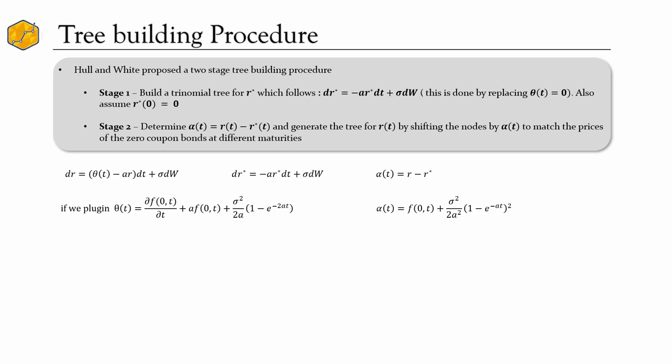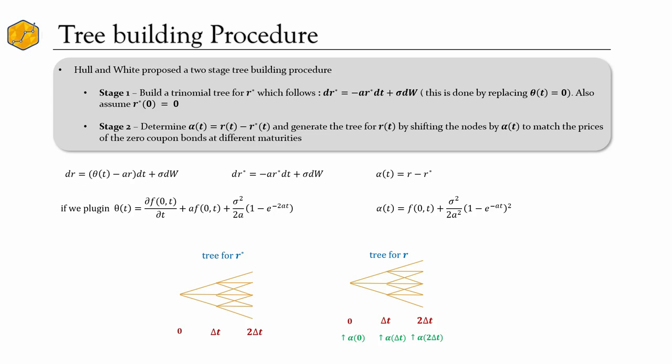To give you a visual understanding of this, let's say we built a two-step trinomial tree for r star. Okay, we will now shift the first node by alpha 0. Then we will shift all the nodes at time delta t, which is one time step after, by the same alpha applicable at time delta t. Okay, so we'll shift all the nodes on the first time step by the same alpha, and that alpha will depend on the value delta t. Okay, and we do the same. So we will shift all the nodes at time 2 delta t by the same alpha applicable for time 2 delta t. Okay, and so on. And why? Because the difference between r and r star is only time dependent, not state dependent.